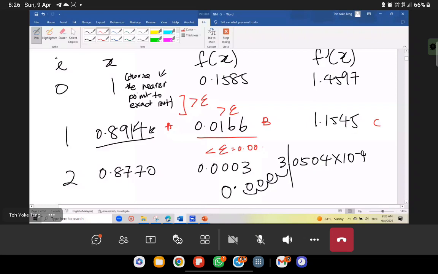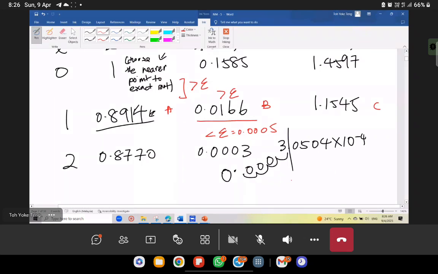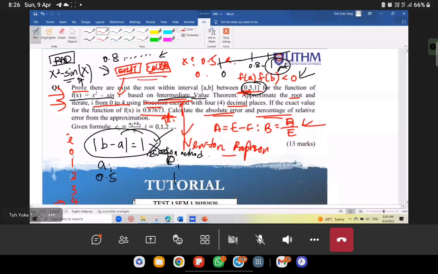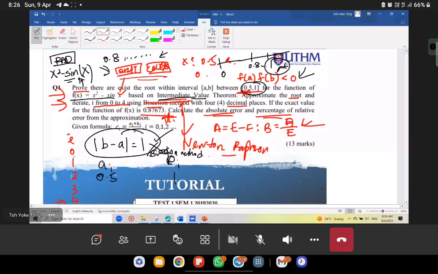0.0005. And another thing is that, as you notice here, the stopping criteria is not mentioned, is it? Yeah. Okay, it's not mentioned, so we just do the calculation in 4 decimal places as the question mentions. So we use the general stopping criteria, just 0.0005. And for this question, you no need to find the exact root. You no need to use shift calculate, since the exact root is given in this question. As you notice here, x 7 point something is nearest to the value of 1 here.